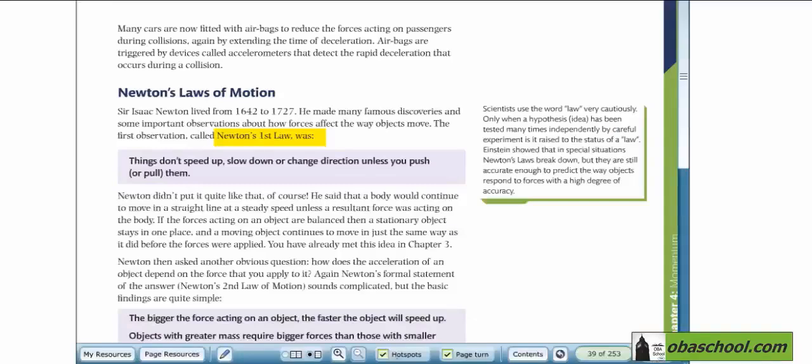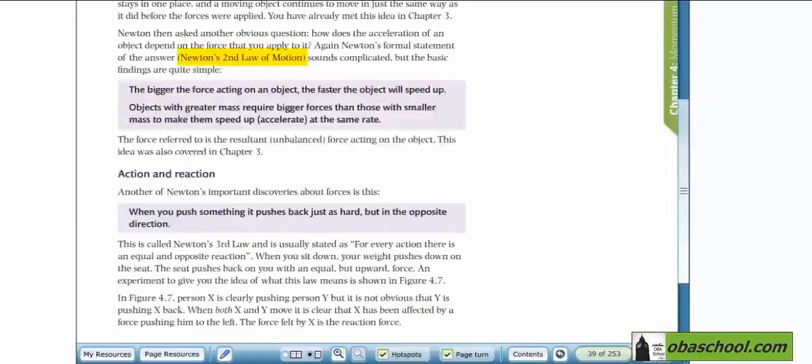So Newton's first law was: things don't speed up, slow down, or change direction unless you push or pull them. Newton's second law of motion states that the bigger the force acting on an object, the faster the object will speed up. Objects with greater mass require bigger forces than those with smaller mass to make them speed up or accelerate at the same rate.